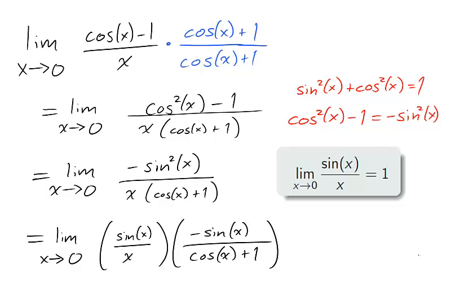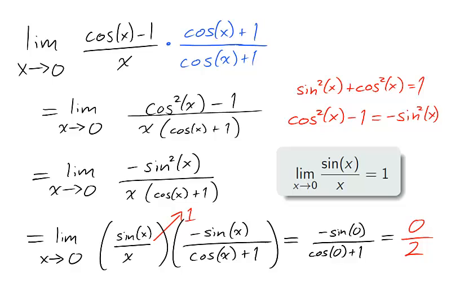Remember, we can split the fraction, but we can only split the limit if both limits would exist. From our identity, we know that the first limit would exist and would be 1. While the second function is continuous at x equals 0, so we could use direct substitution. Cosine of 0 is 1, so in the denominator we obtain 2, but sine of 0 is 0, so in the numerator we have 0.